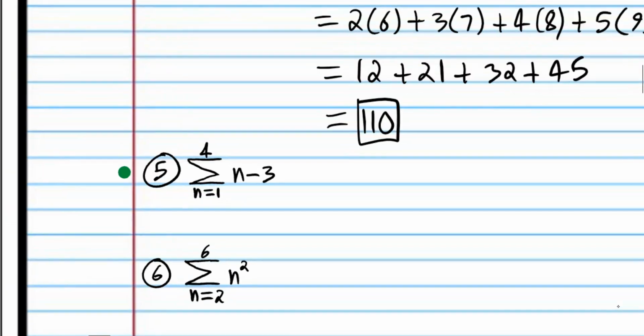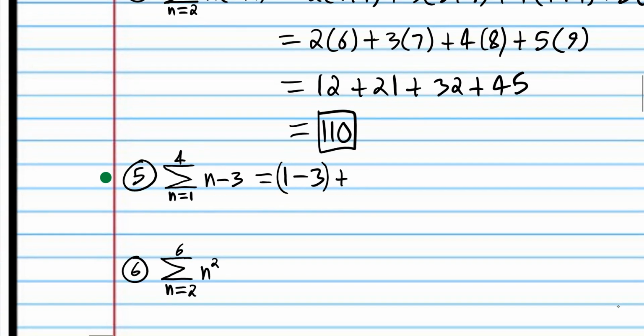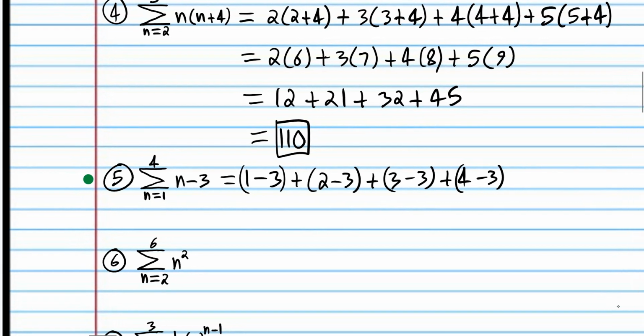Okay, we're back. So we're going to start by plugging in 1 for n. Why is that? Because there's a 1 at the bottom there. And I'm going to use parentheses. You don't have to use parentheses, but that just shows which terms we're adding. So then we're going to plug in 2, and then 3, and then we're going to stop at 4, because we have an upper bound that's equal to 4.